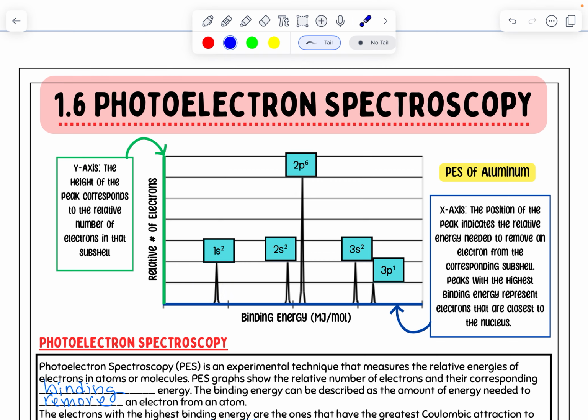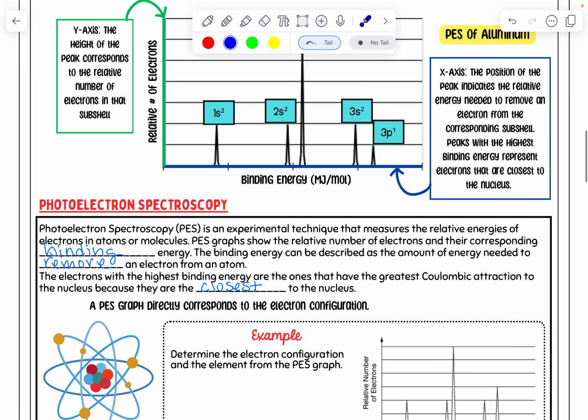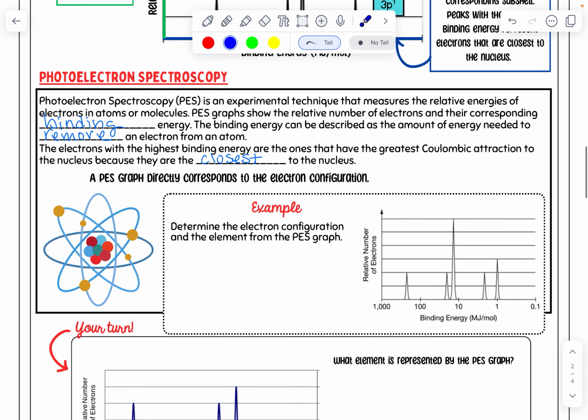And that can vary. So part of the challenge of just reading these binding energy diagrams is paying attention to the height of the peaks as well as the x-axis. The x-axis is the relative energy needed to remove an electron from the corresponding subshell. Peaks with the highest binding energy represent electrons closer to the nucleus. Usually the highest binding energy is closer to the y-axis, but sometimes they flip it. So pay close attention to the binding energy values.